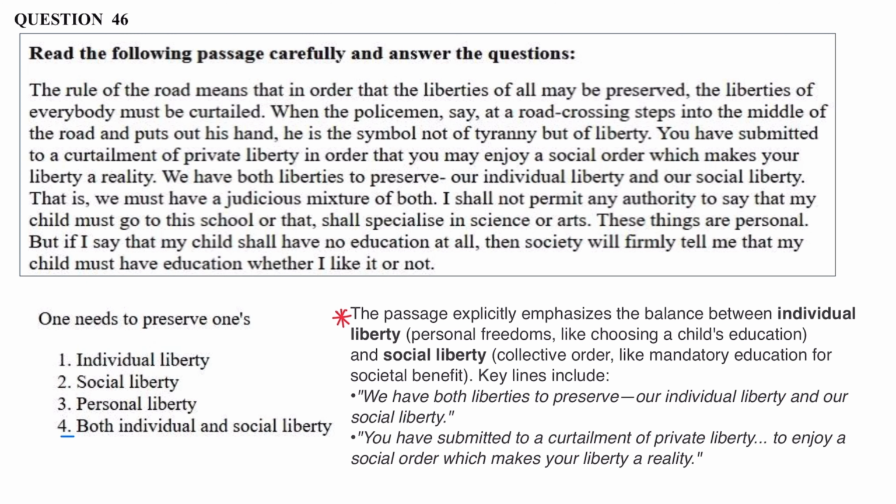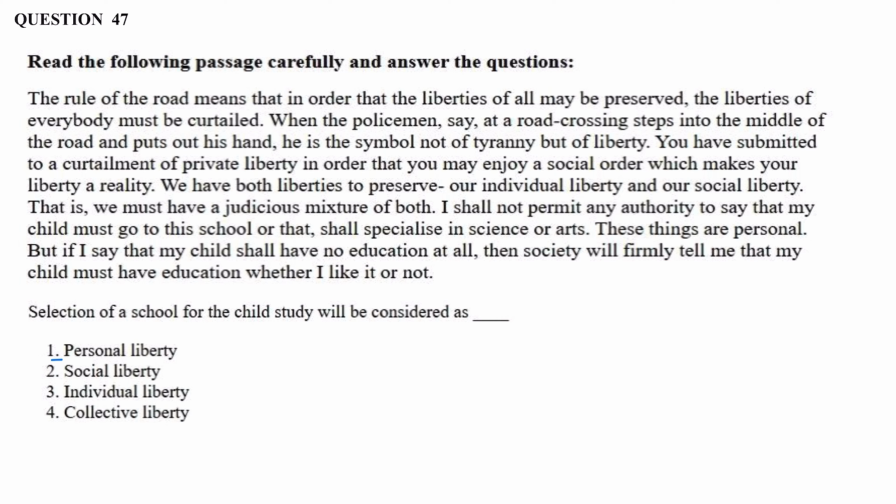See the first question. One needs to preserve individual liberty, social liberty, personal liberty, or both individual and social. Correct answer is option 4. One needs to preserve both individual and social liberty. Question number 47. Selection of school for a child study will be considered as personal. These things are personal. I shall not permit any authority to say that child must go to this school or that school, shall specialize in science or arts. So this is personal, which is a personal liberty.